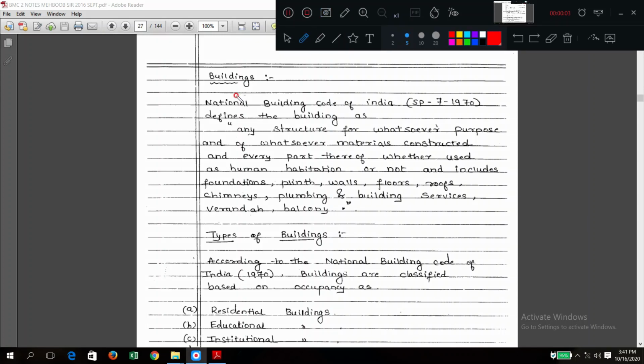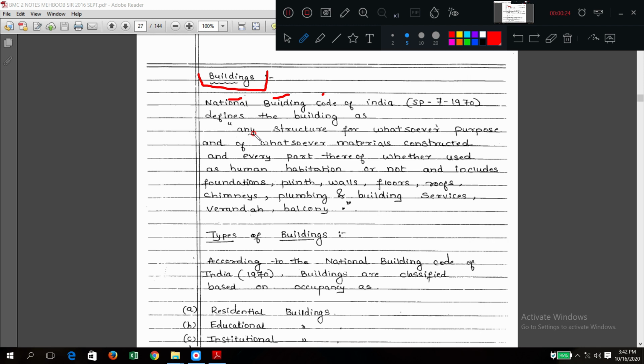So good morning friends, we'll start with the next concept, that is buildings. Okay, so in buildings, what is the definition of a building? First, we can understand the building definition. There is one definition given by the NBC, that is the National Building Code of India. Here it defines the building.